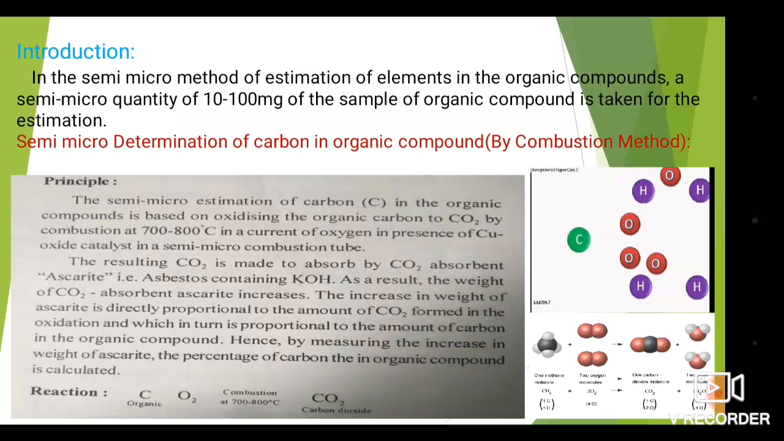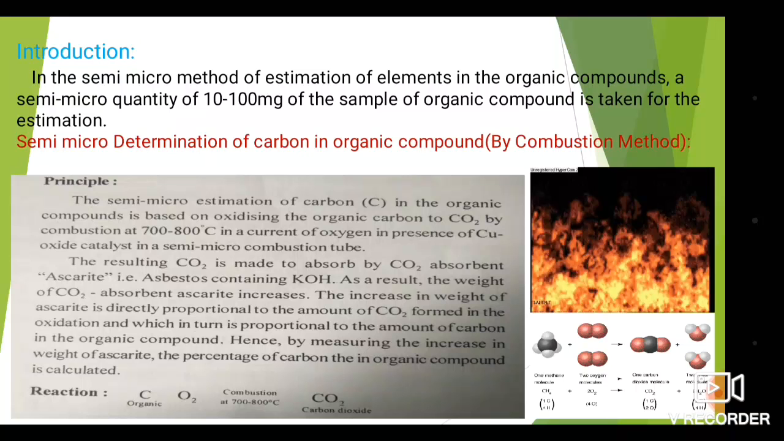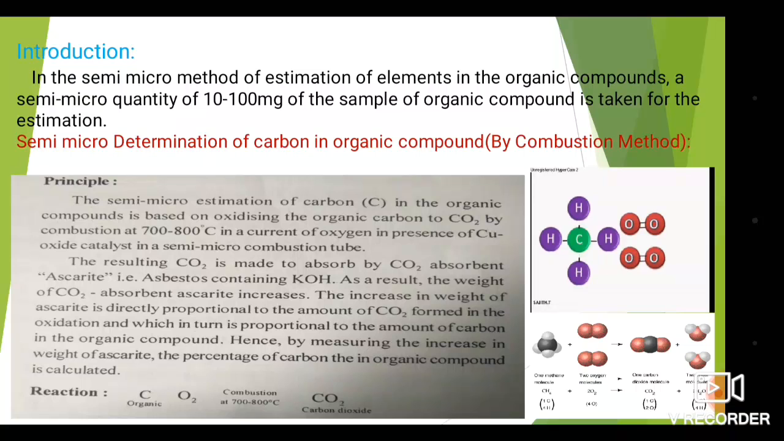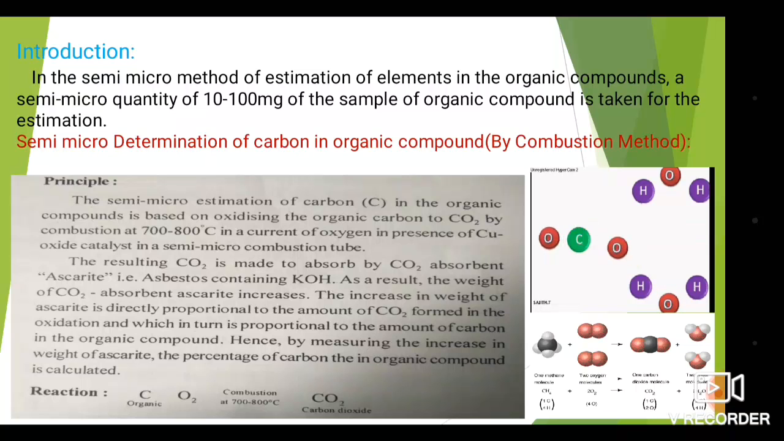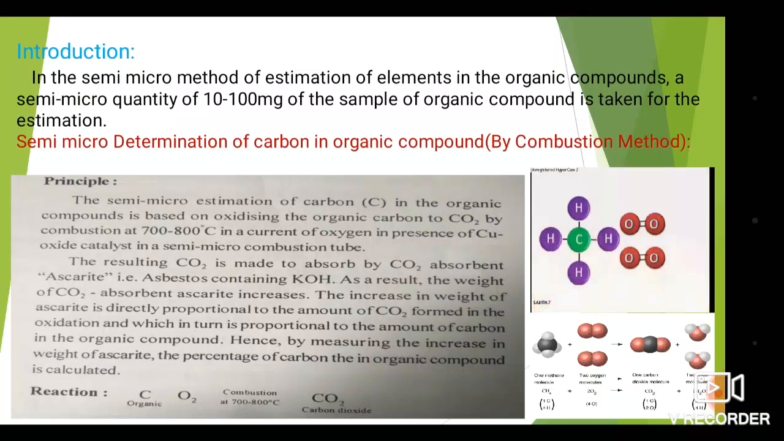So what is the semi-micro determination? In the semi-micro method of estimation of elements in organic compounds, a semi-micro quantity, that is 10 to 100 milligram of the sample of organic compound, is taken for the estimation. So a very small amount of sample is taken for the estimation of a given element in the organic compound. So let's begin with the semi-micro determination of carbon in organic compounds by the combustion method.